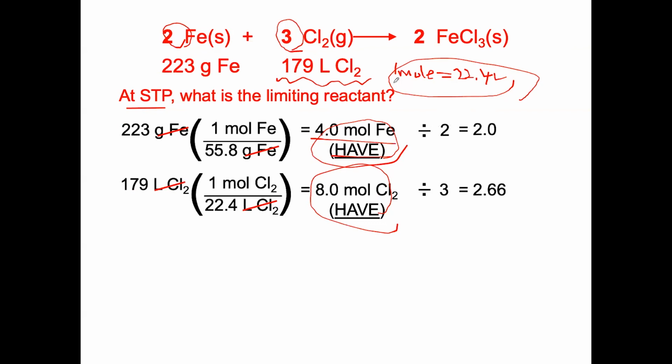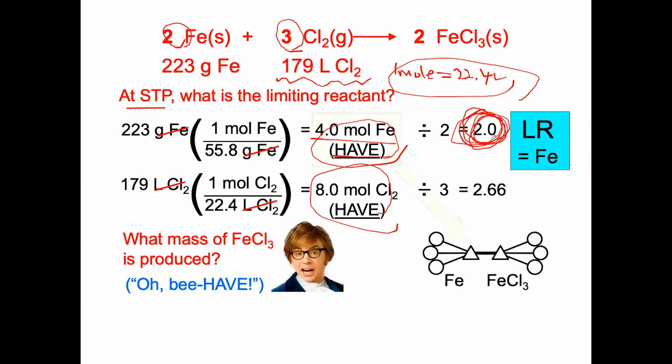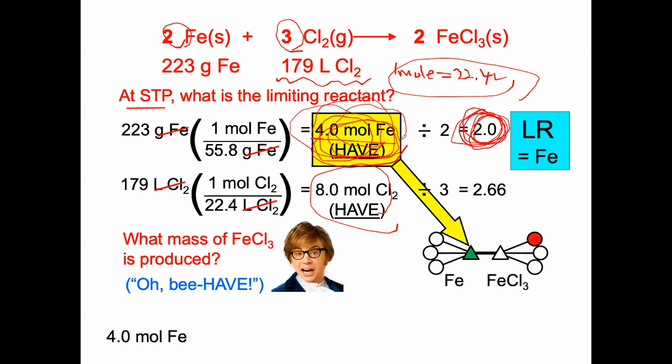So which one is smaller? Iron is smaller. Is that clear? So iron is the limiting reactant here. Then we have to rebalance this whole thing using the mole value of iron. Is that clear? Okay. Then let's just use the mole value here. So we have 4 moles of iron here. And then how much of that is used?